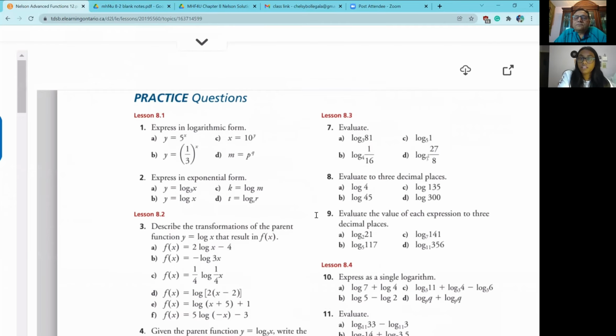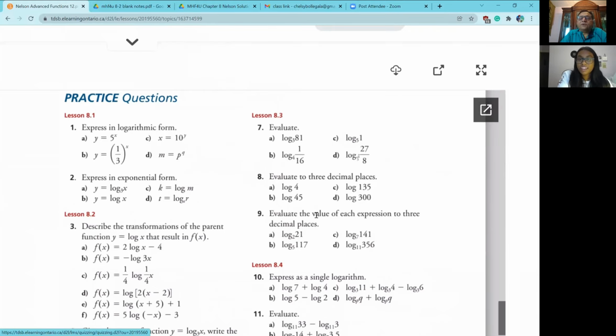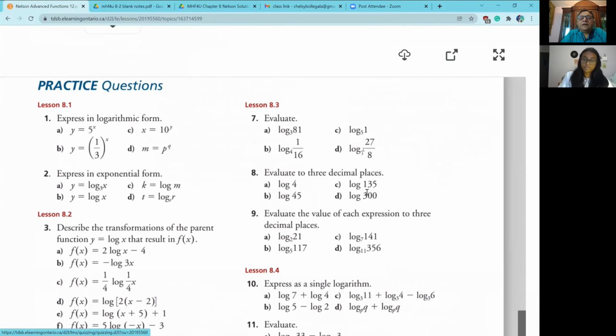That's good going. Evaluate. So let's evaluate A. Tell me, log to the base 3 of 81. 81 can be written as 3 to the power of 4, and so we get 4 as our answer, right? Okay.